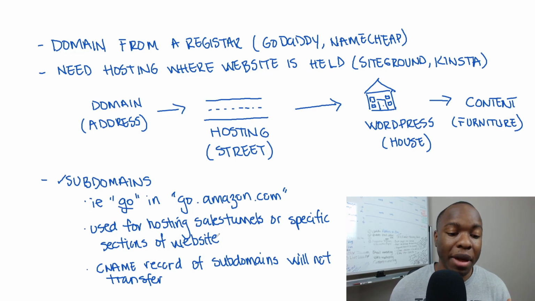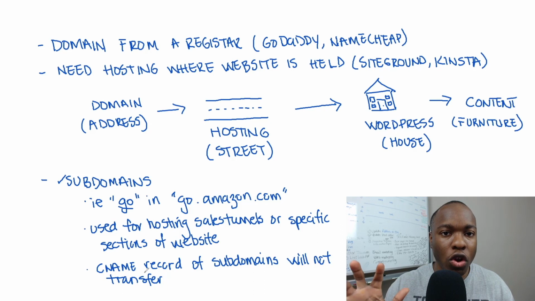So you can use subdomains for hosting sales funnels, which is what I do. Or you can do specific sections of your website, like if you had blog.amazon.com, or blog.yourname.com, whatever. And the way that you do that is by creating what's called a CNAME record for that subdomain inside the DNS section of your domain. Don't worry, we'll get to it.